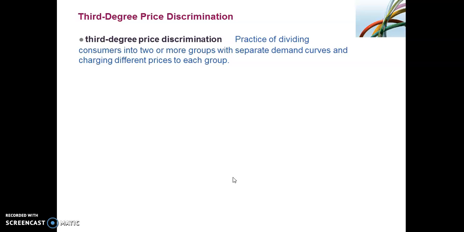The final type of price discrimination is third degree price discrimination, and that is the practice of dividing consumers into 2 or more groups with separate demand curves and charging different prices to each group. If you were to divide consumers into different groups, perhaps their demand is more inelastic than another group, for instance. So again, there must be some knowledge of the consumer's willingness to pay and the demand elasticity of that particular group.